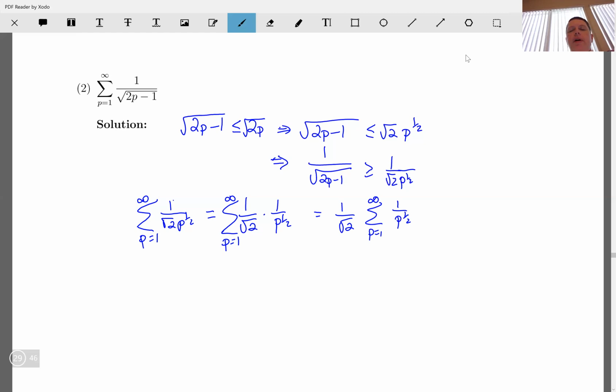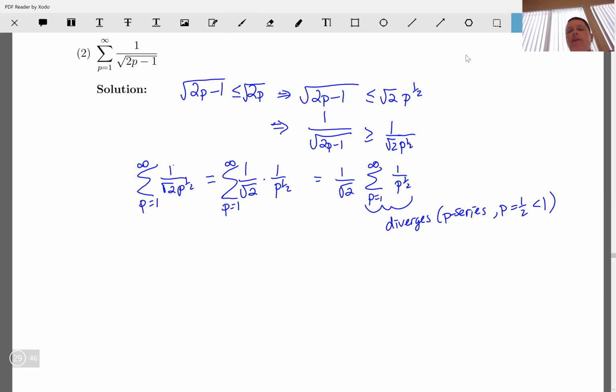And what do we know about this guy? Right, we know this guy diverges because, again, it's a p series, but what is our p this time? I dotted my e. Don't dot your e's, dot your i's. P is equal to 1/2, which is less than 1. And so that means that the whole shooting match diverges.